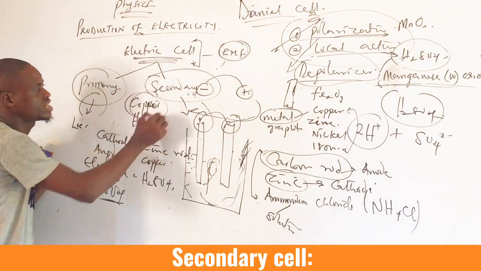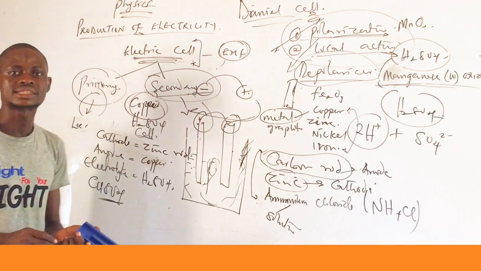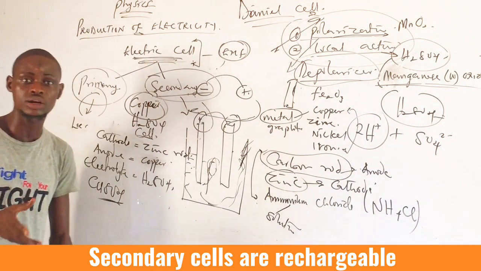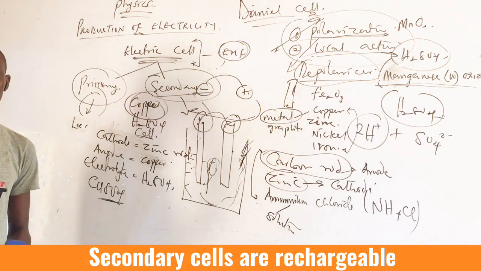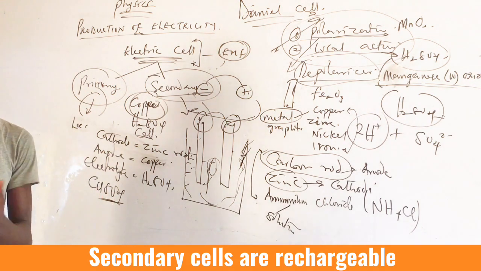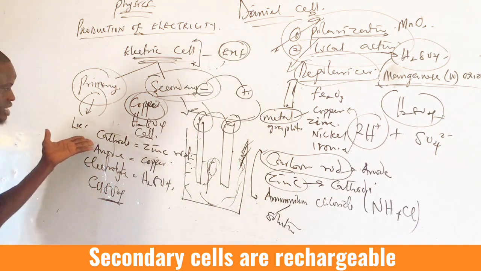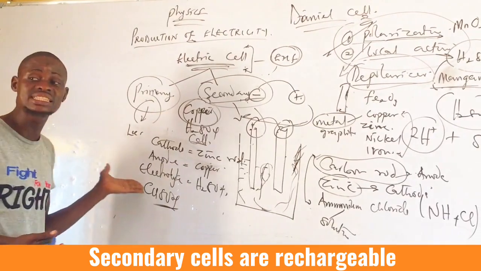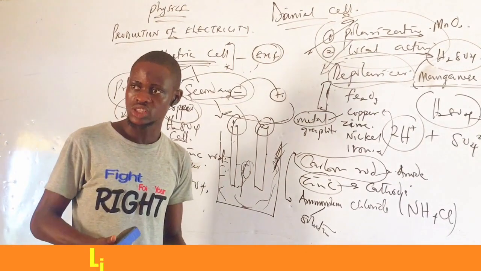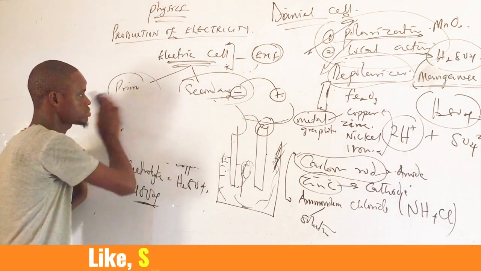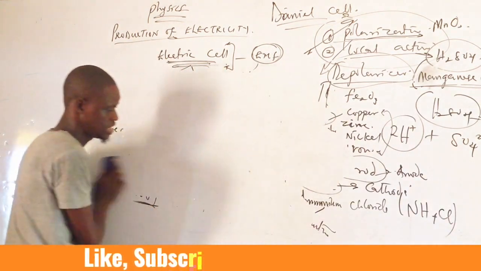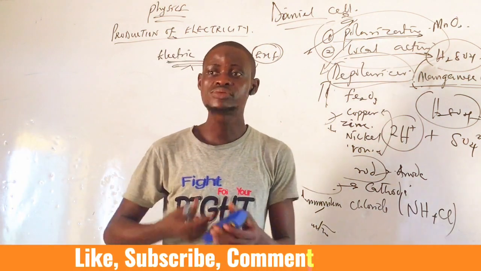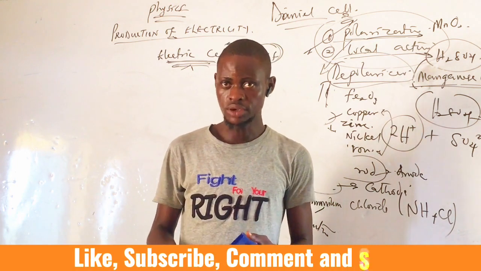Now let's see the second type of cell, the secondary cells. The secondary cells are cells that are rechargeable. You can recharge a secondary cell. Now I think I saw a question in JAMB where the only thing they want to ask you about these cells is what is made the cathode and what is made the anode. The next thing is, what is the electrolyte used in the cell? Are you getting what I'm saying now? For the secondary cells, there are 2 types. The secondary cells are cells that can be recharged after they have been used.